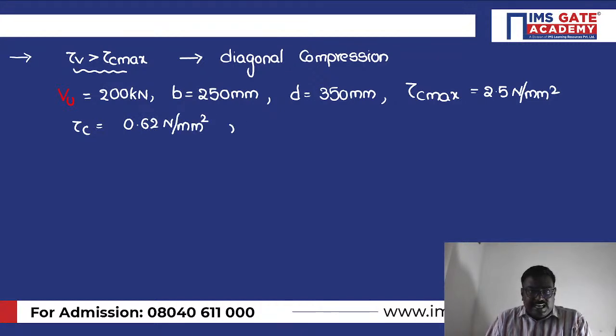And the diameter of steel is 10 mm, and it is two-legged. It is given as two-legged. And what is the spacing? This is the question they have asked, my dear students.